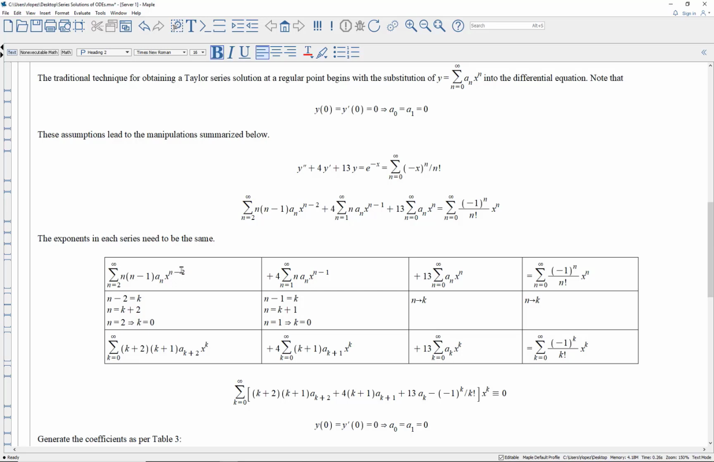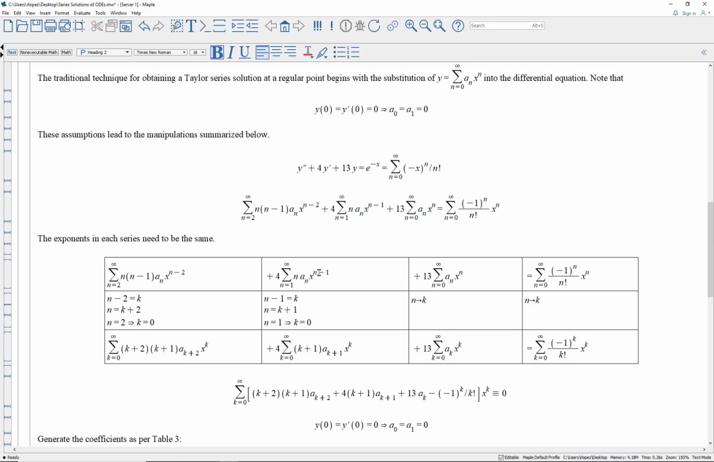Suppose you look at this n minus 2, and you say, I would like that to be the letter k, which means that n must be changed to k plus 2, so that when n is 2, k will be 0. So this term, where you have an n, becomes k plus 2. This term will become a k plus 1. This a_n will be a_(k+2). And this will read x to the k. And k will start at 0.